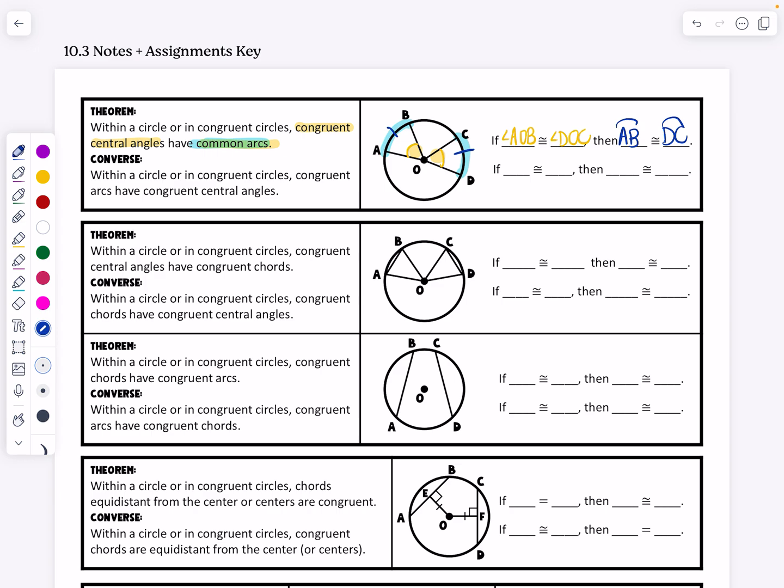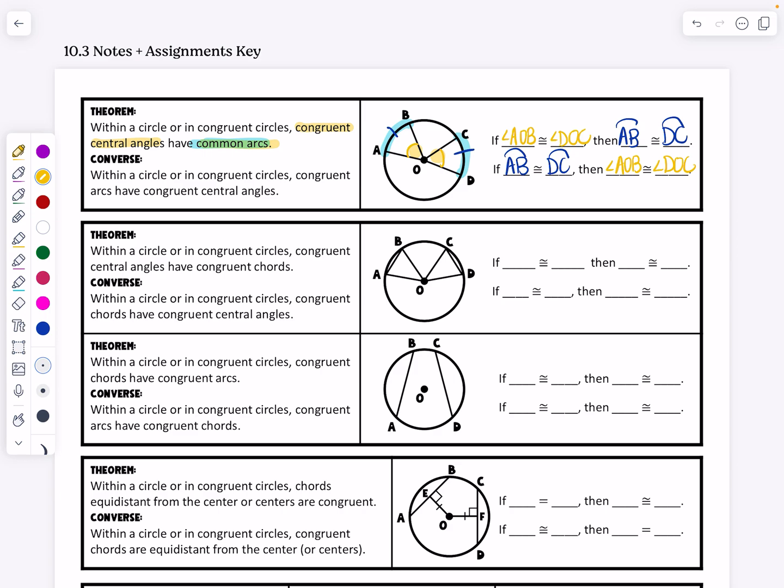So what is the converse of that? Well, it just says it backwards. If you know that those arcs are congruent, if arc AB is congruent to arc DC, what do you know about those central angles? Those central angles must also be congruent. So angle AOB should be congruent to angle DOC. It says the same thing forwards and backwards.